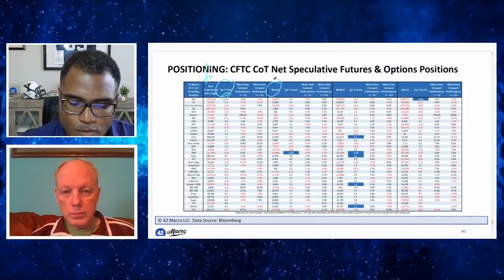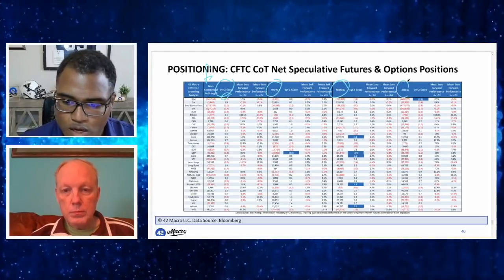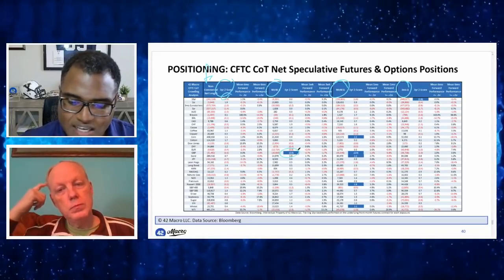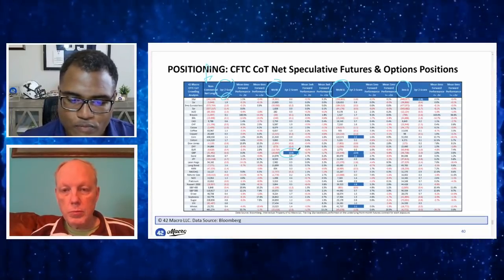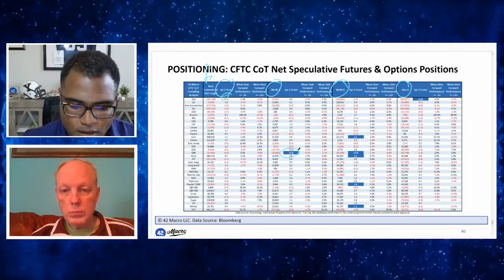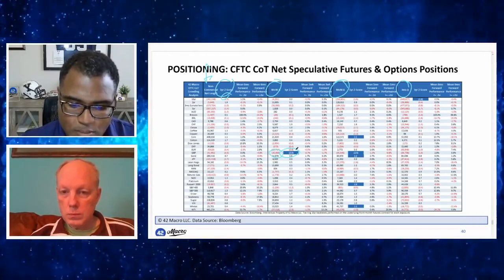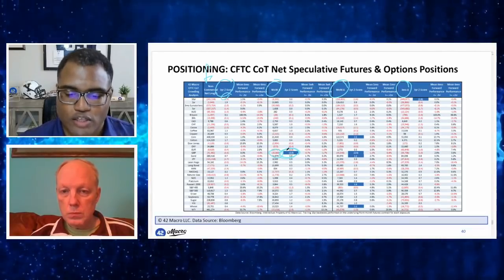We look at it on a week-over-week delta as well, month-over-month delta as well, 3-month delta as well. And what you see here in these blues is when the back test is triggered. For example, this week-over-week delta in the British pound, minus 21,000 contracts, is a -2 sigma delta on the trailing 1-year look back.